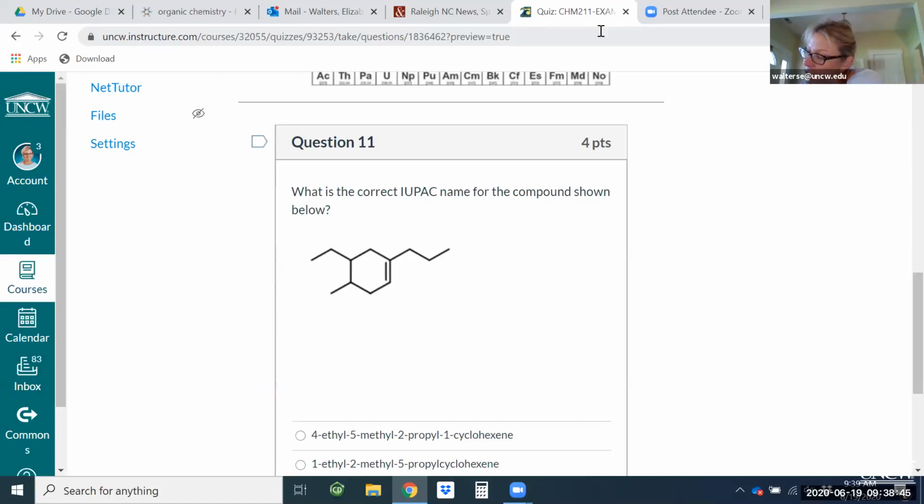I would have started here. So 1, 2. So the pi bond has the lowest priorities. So this would put a pi bond starting on carbon 1 as well as the first substituent on carbon 1. 3, 4, 5, 6. So that's a propyl, ethyl, methyl.